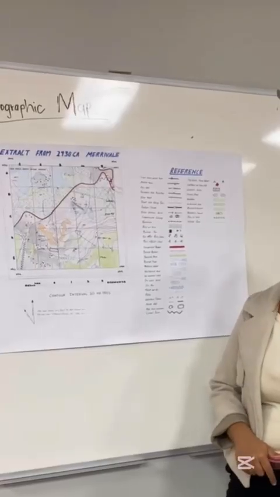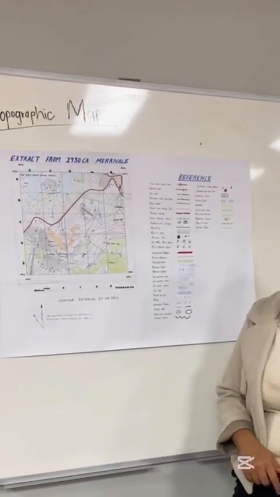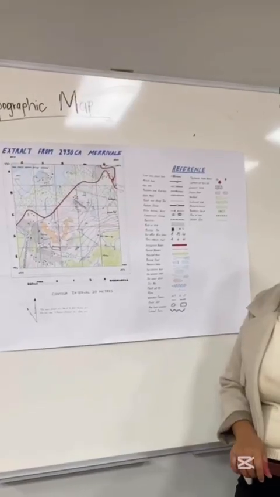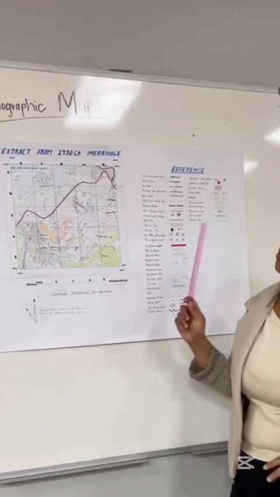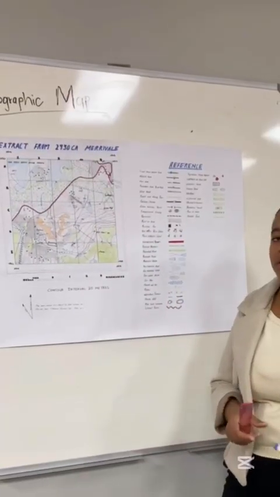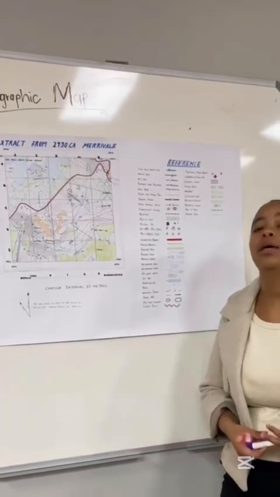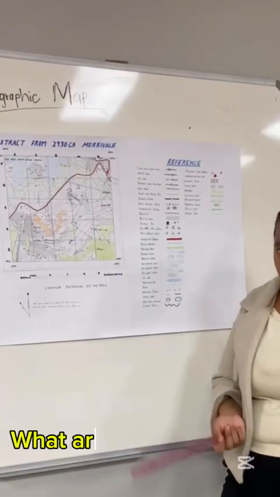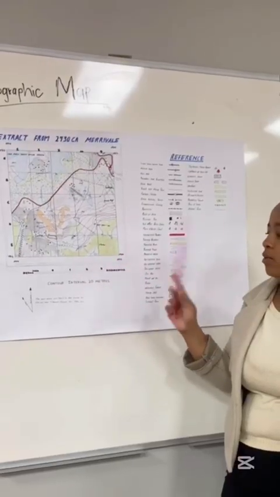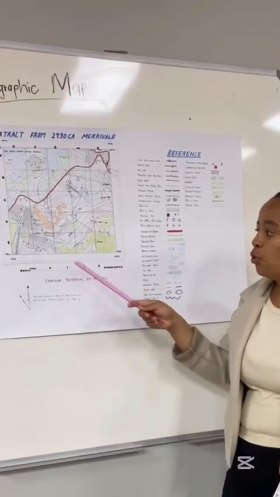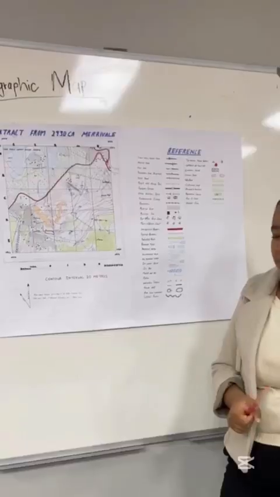Now, boys and girls, we will continue with our lesson where we'll be talking about how we can understand heights by looking at a topographic map. We'll first start by talking about contour lines. So what are contour lines? Contour lines are these brown lines that we find on a topographic map which join places of equal height.